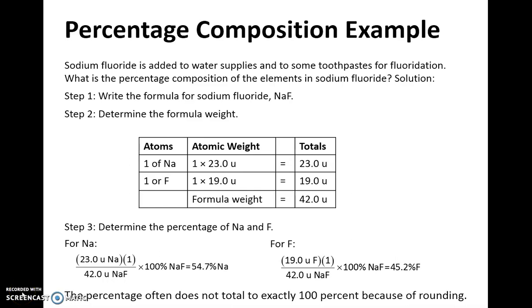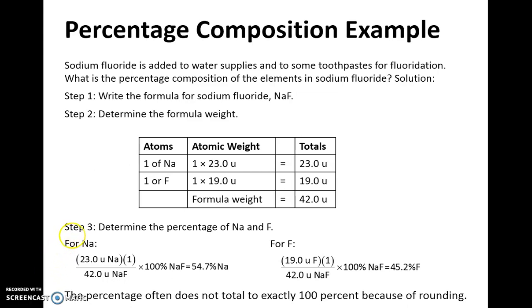So now what we're going to do is use our formula weight to calculate the percent composition. The percent composition is going to tell us what percent of the weight is composed of whichever element we'd like to find that percent for.